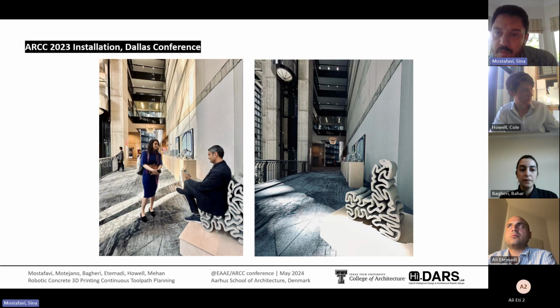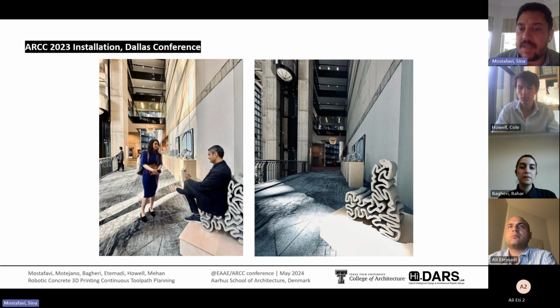The prototype bench, which fits within a 40 by 40 by 80 centimeter bounding box, incorporates fractal tectonics and double curve properties to minimize material consumption and enhance efficiency. These two photos are actually showing the prototype exhibited as part of last year's ARCC conference in Dallas, hosted by Texas Tech University.